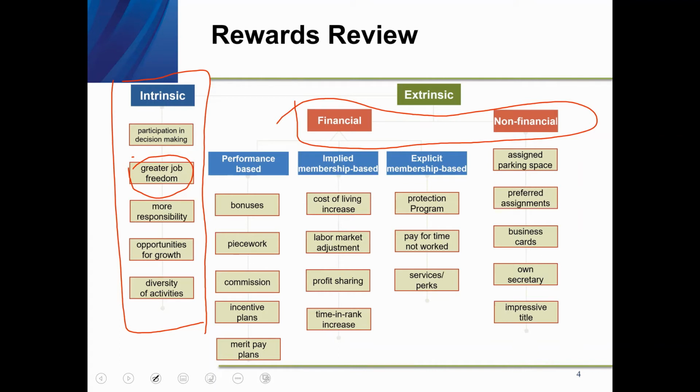So we somehow know what financial rewards are. For example, in financial rewards, we'll talk about bonuses, profit sharing, services and perks, merit pay plans, and some kinds of incentives. These are the typical financial plans or financial rewards that we have in HR literature.